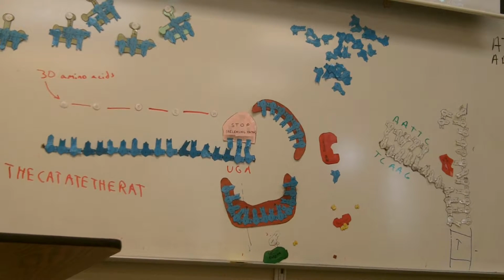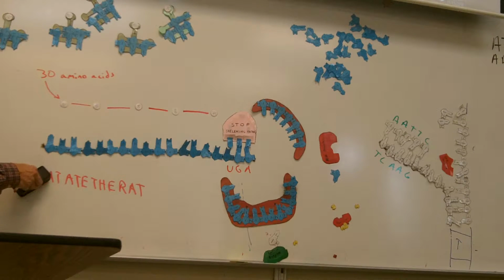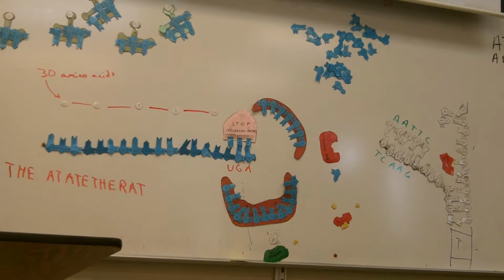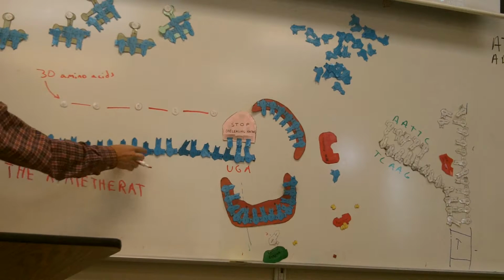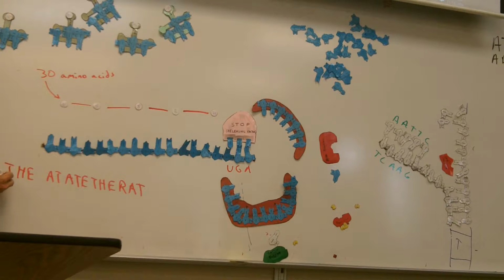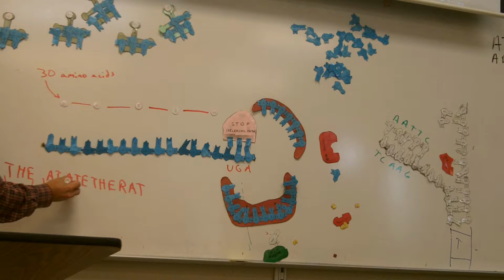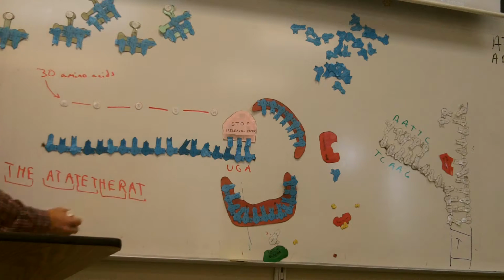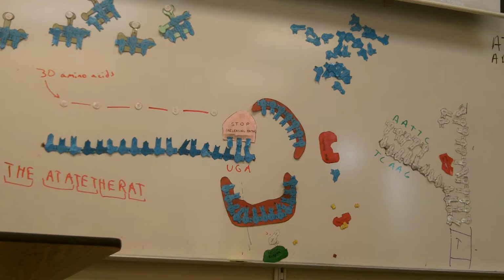What if there was a mutation where we just knocked out one letter, like the C? The cat ate the rat. Now, remember, DNA is read 3 letters at a time. So it's now: ata, ete, rat. Doesn't make any sense.